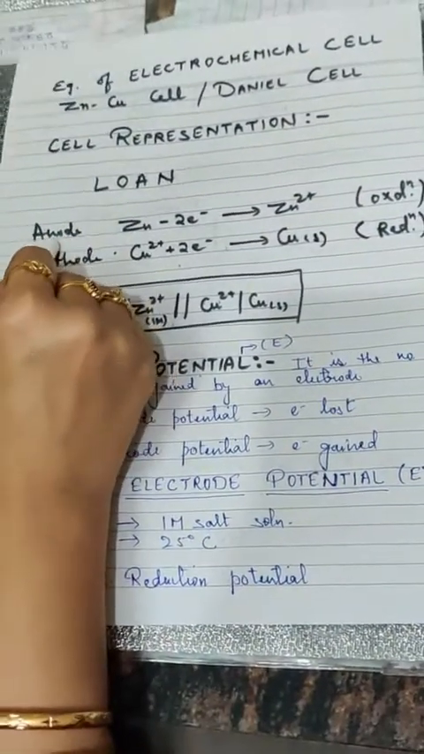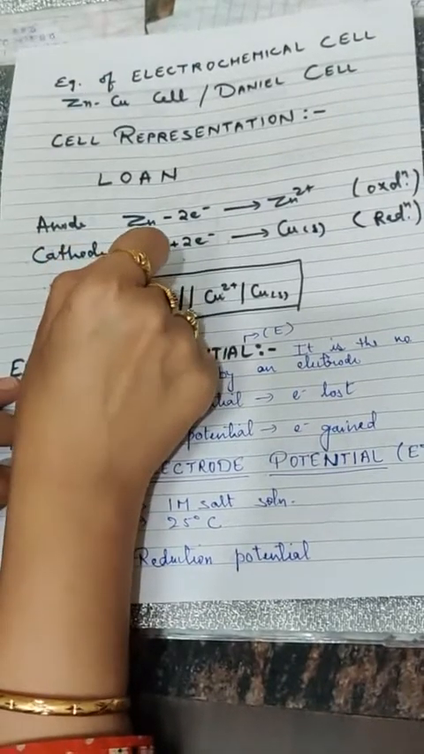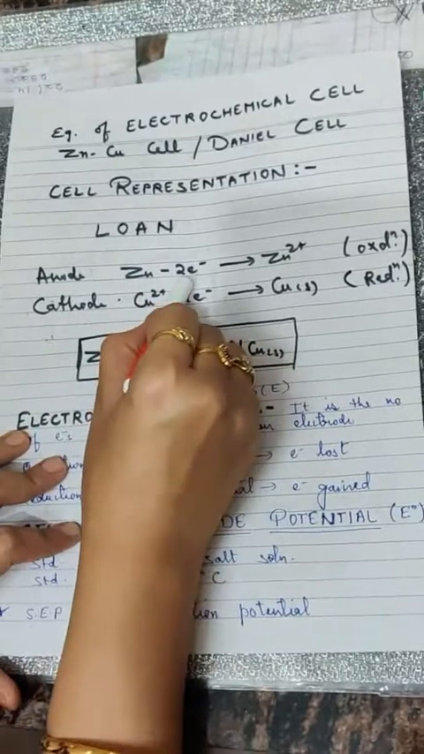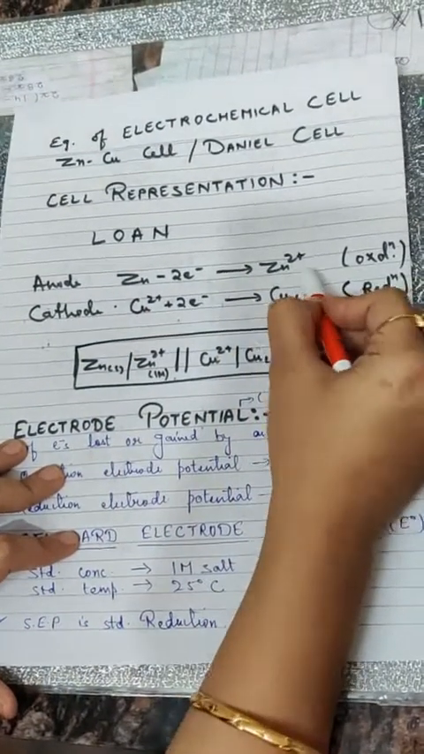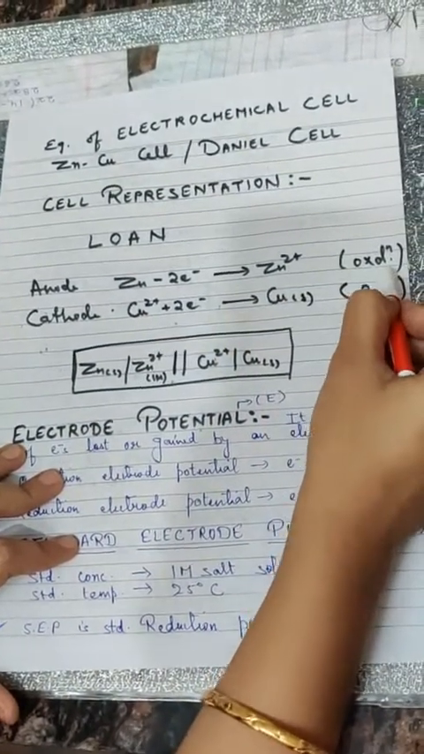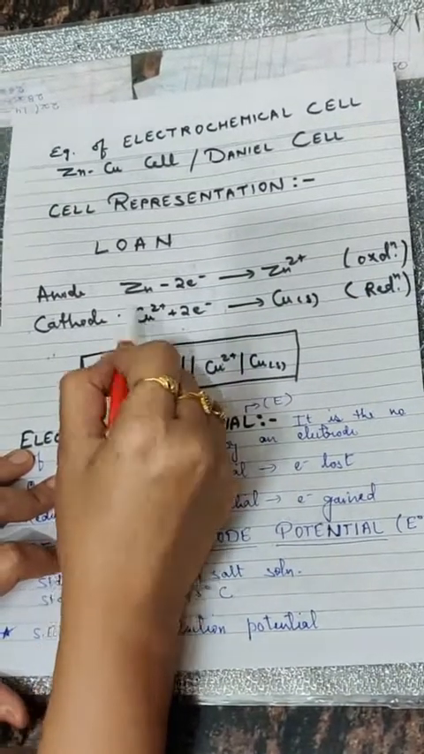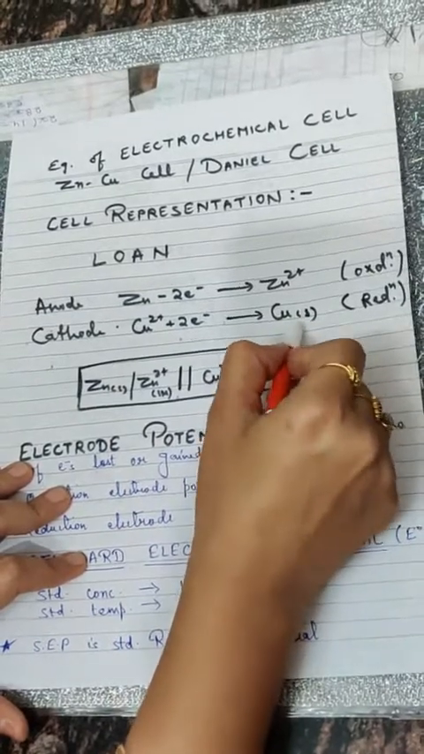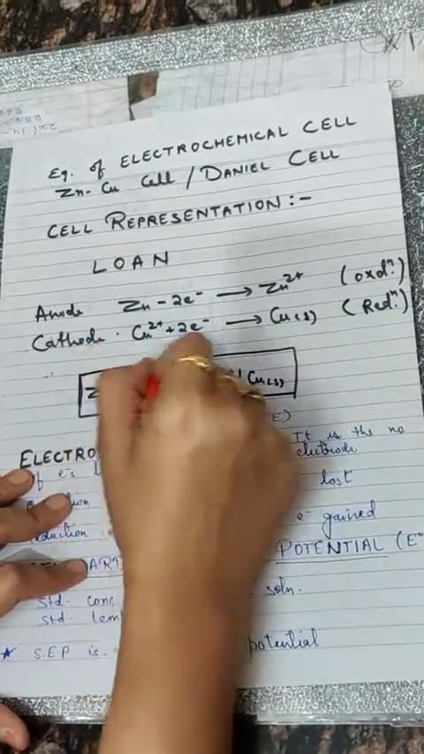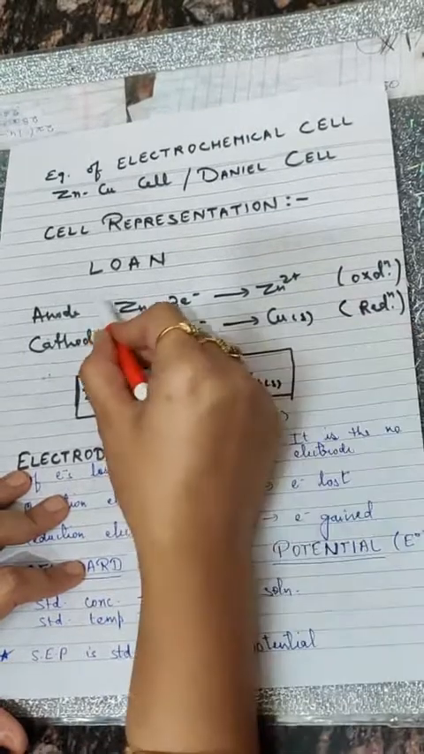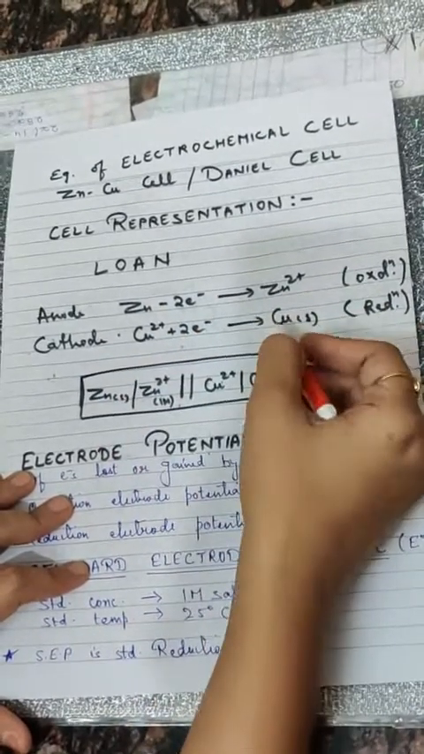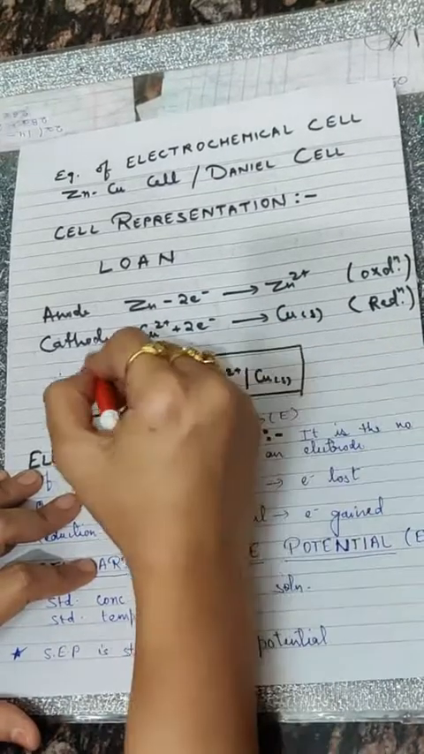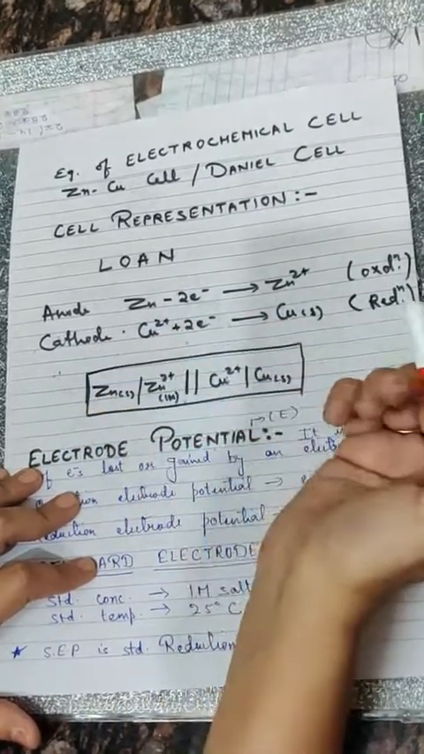The reaction that took place at the anode from the last lecture, that is in a zinc copper cell, was: zinc lost 2 electrons getting converted into Zn2+. The oxidation took place, and Cu2+ accepted those 2 electrons and got converted into solid copper. So these were the reactions that took place at anode and cathode in a Daniell cell. Now how to represent that cell in a symbolic way.